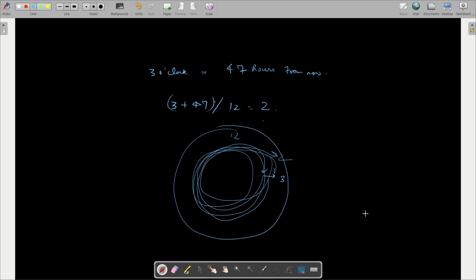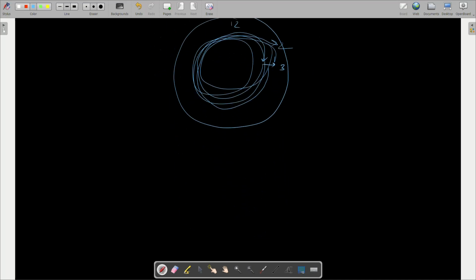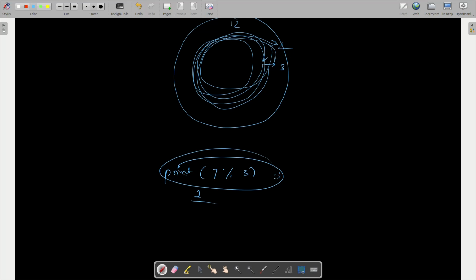And in Python it's really simple. How would you do that in Python? You would simply write print, and let's say I want to do 7 mod 3. Definitely you will get an output of 1. It's really simple to do these kinds of things.